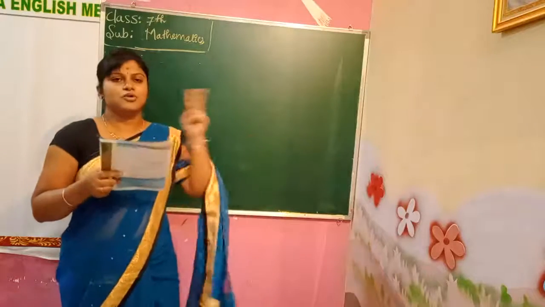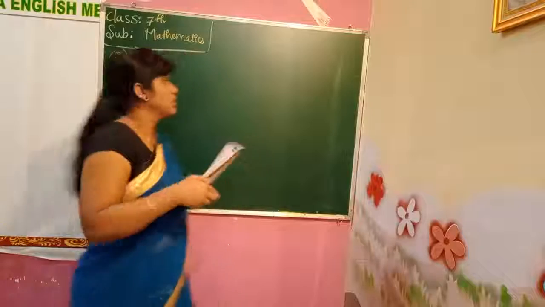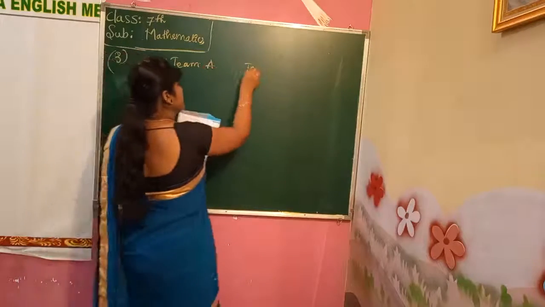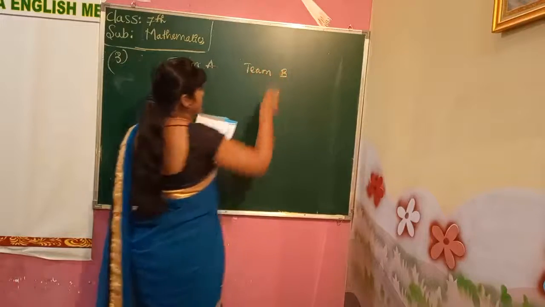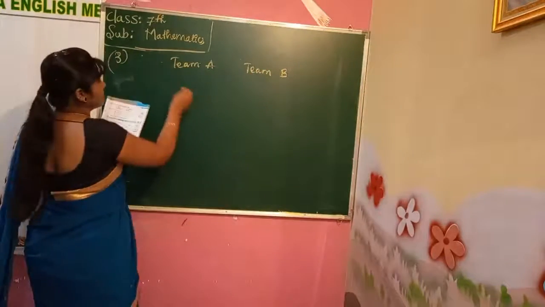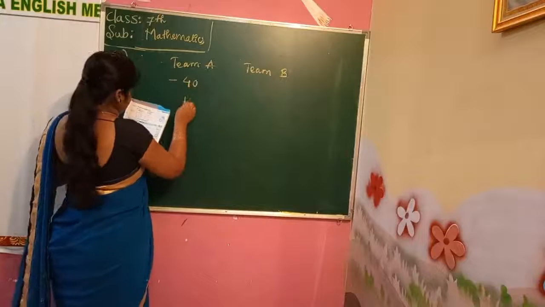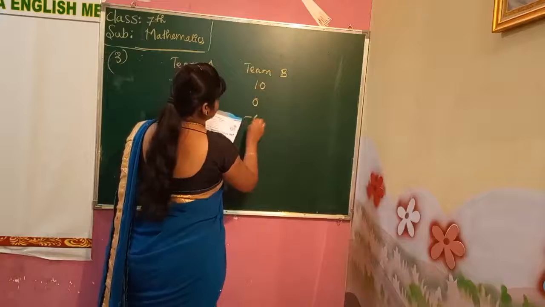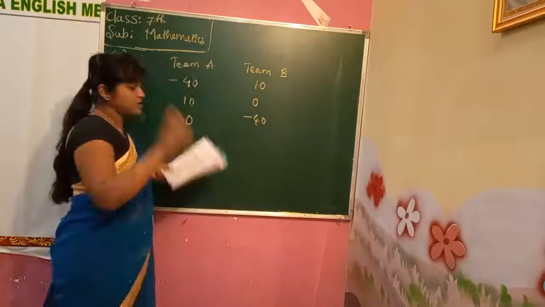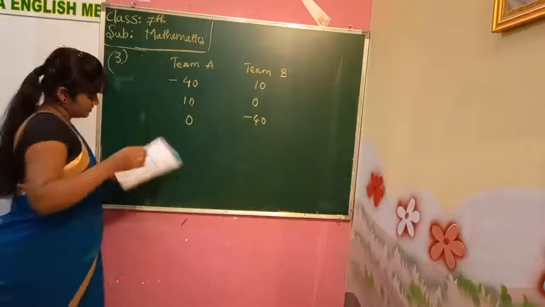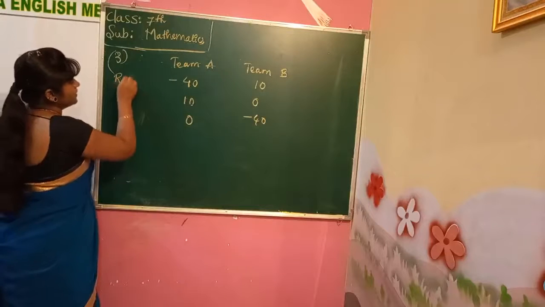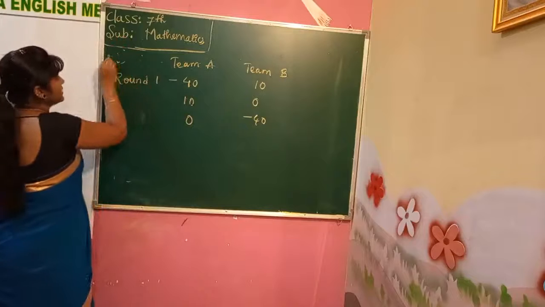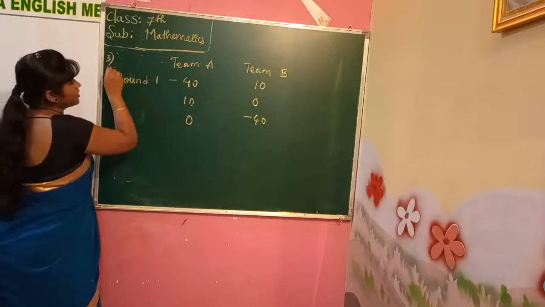Okay, team A, team B. These are the two groups. They are scoring like this: -40, 10 and 0. This is scoring like 10, 0 and -40. This is round 1. Okay, how I am doing, like that only you also have to write in your book.